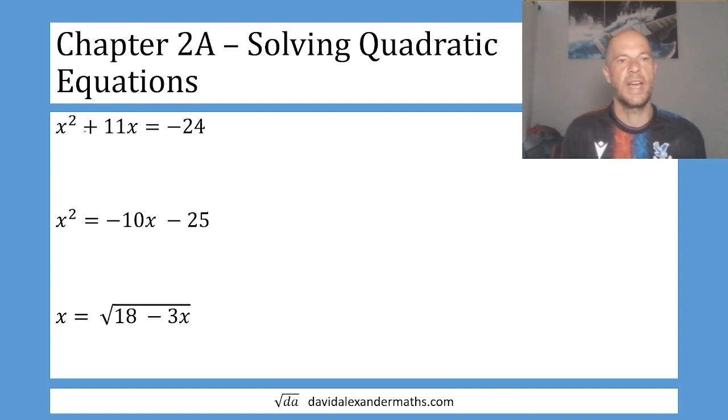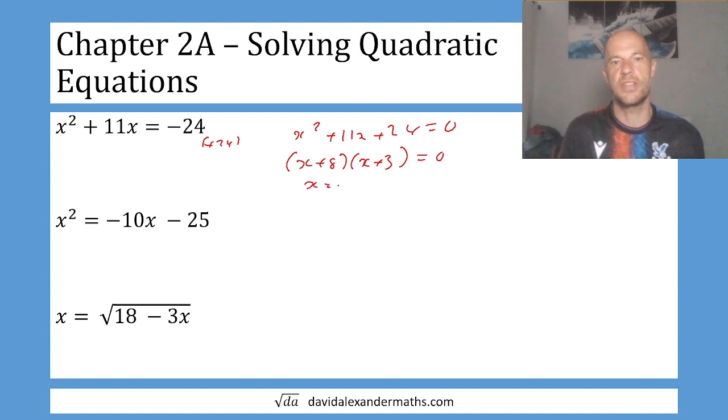Okay, so here we've got a quadratic equation, but it doesn't equal 0. So what I need to do first of all is make it equal 0. So I'm going to add 24 to both sides. So therefore I'll get x squared plus 11x plus 24 equals 0. I'm looking for factors of 24 that give me 11. That's 8 and 3. So (x + 8)(x + 3), and if that equals 0, then our solutions are minus 8 and minus 3.